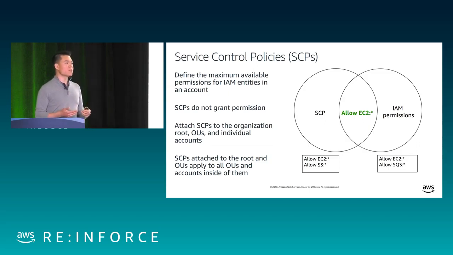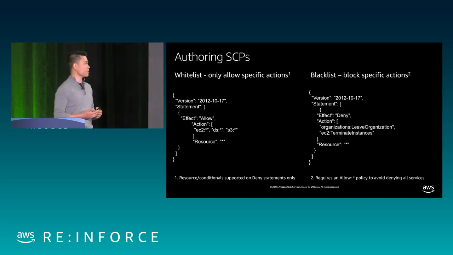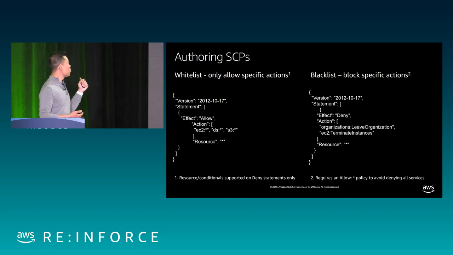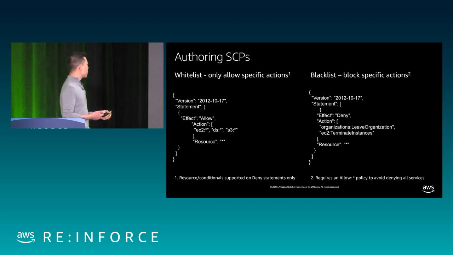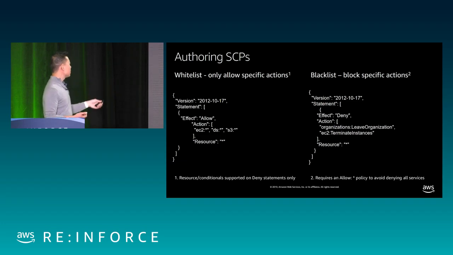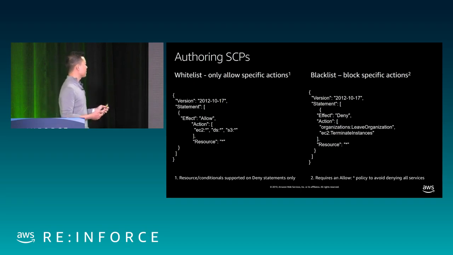So for authoring service control policies, you've got two different options in the path that you want to pursue, and they both have their own use cases. The first one is a whitelist policy, where you only allow specific actions. In this case, I've written a policy that says I want to allow EC2, directory service, and S3.